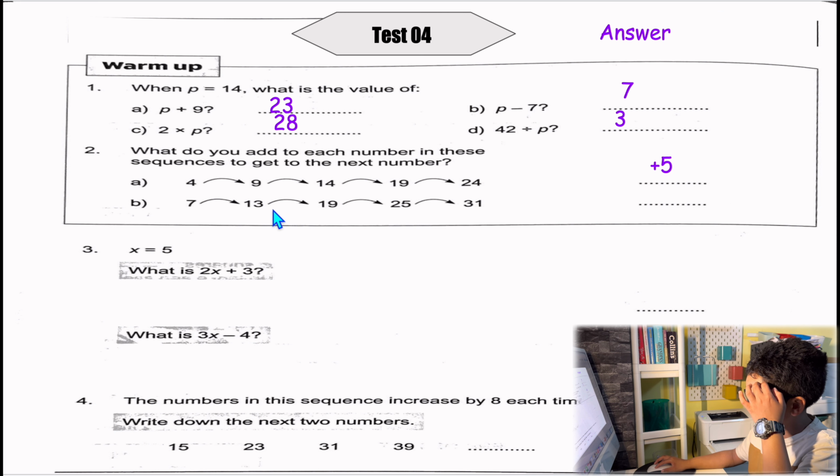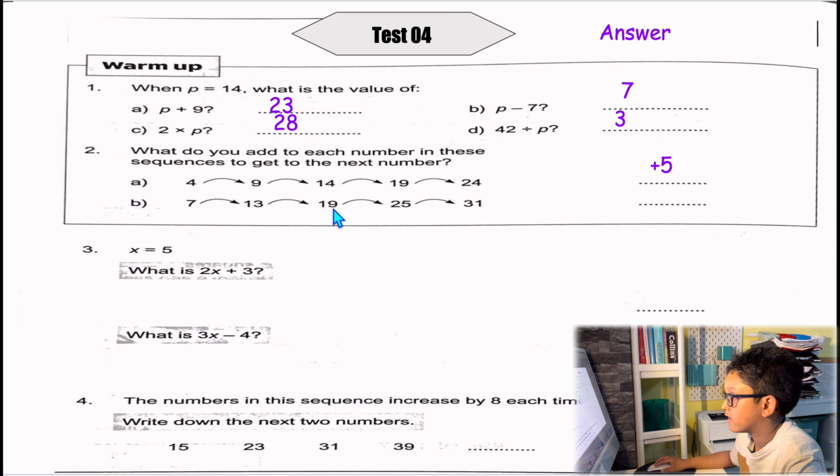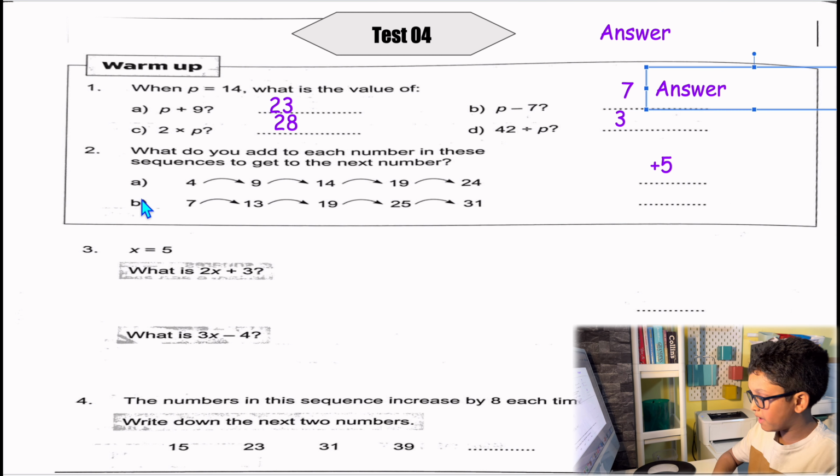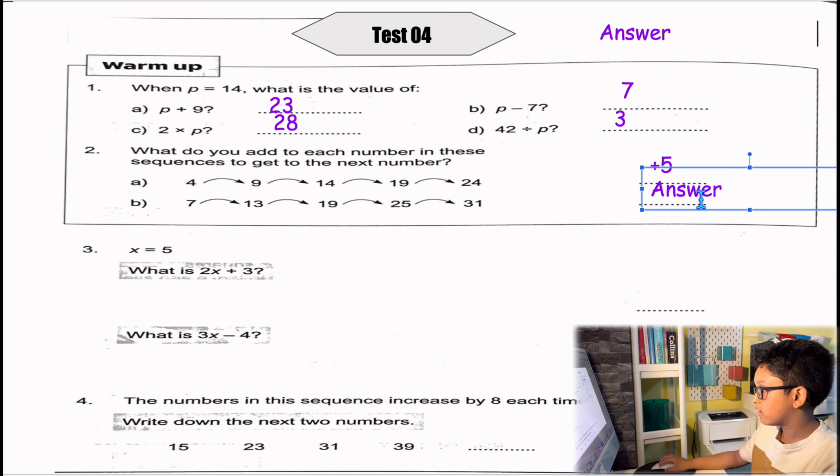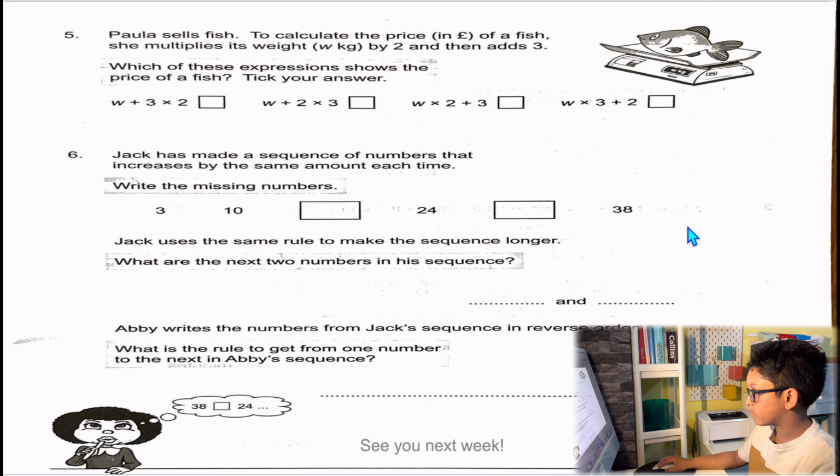7 to 13 is 6. And 13 to 19 is 6 too. So we better write plus 6.